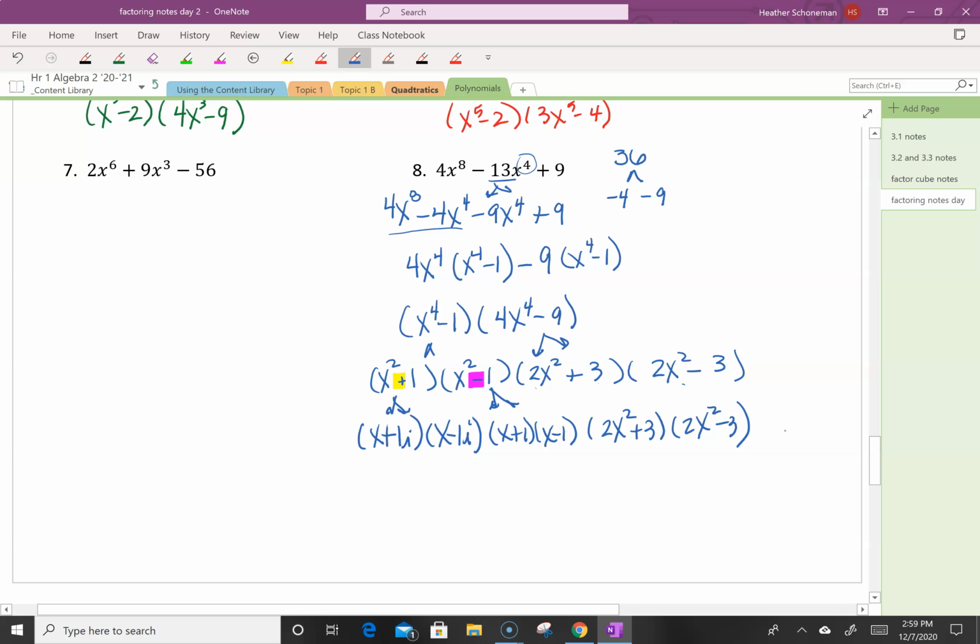And so we are done. I know it looks painful and it's a lot of work, but we're just going to keep thinking about the patterns and doing the best we can.